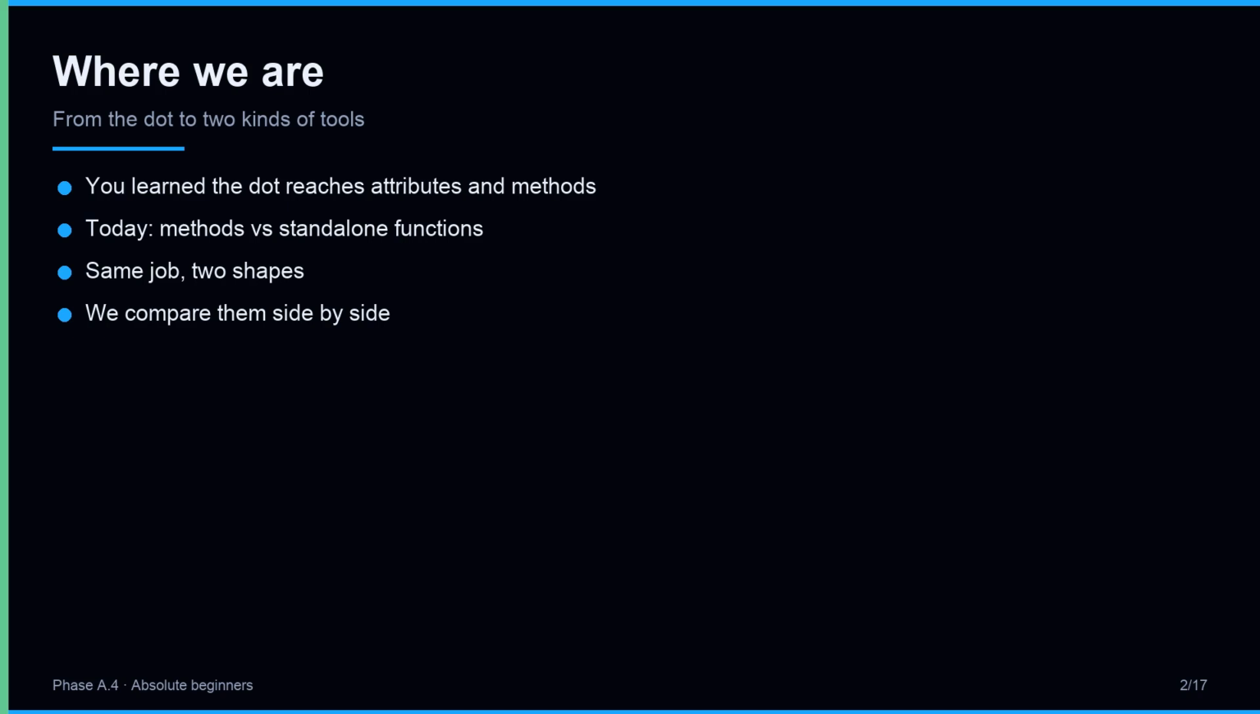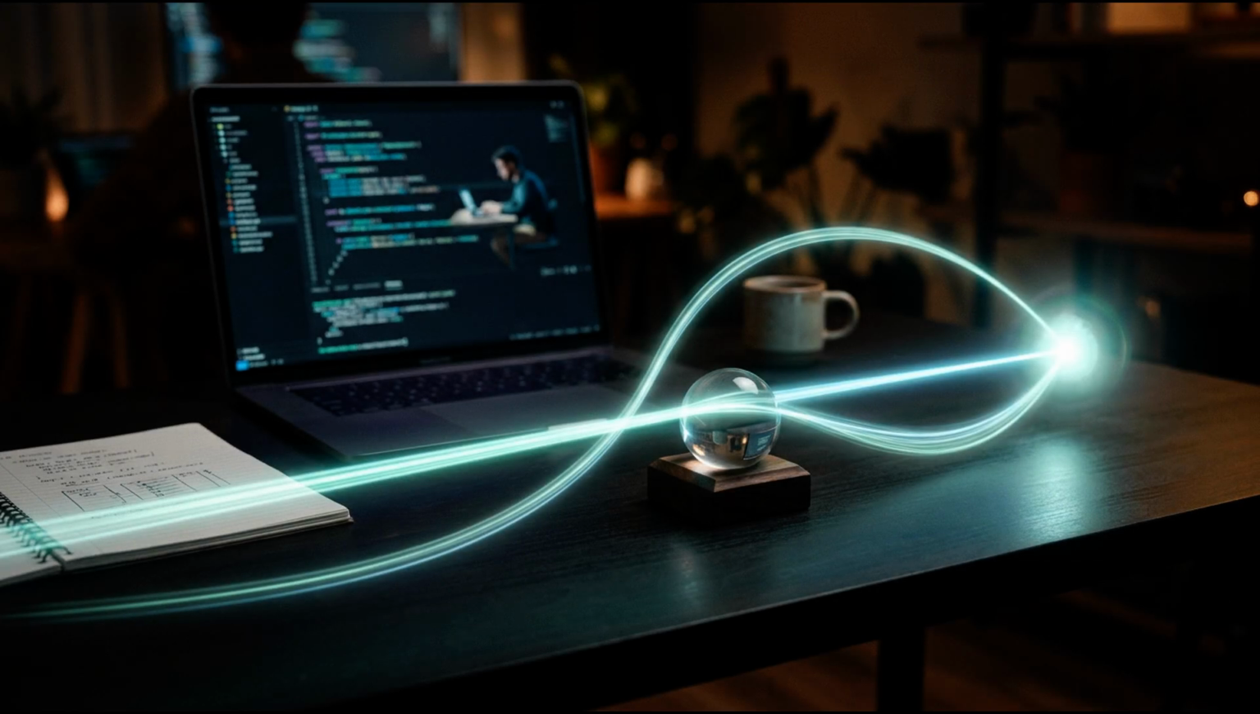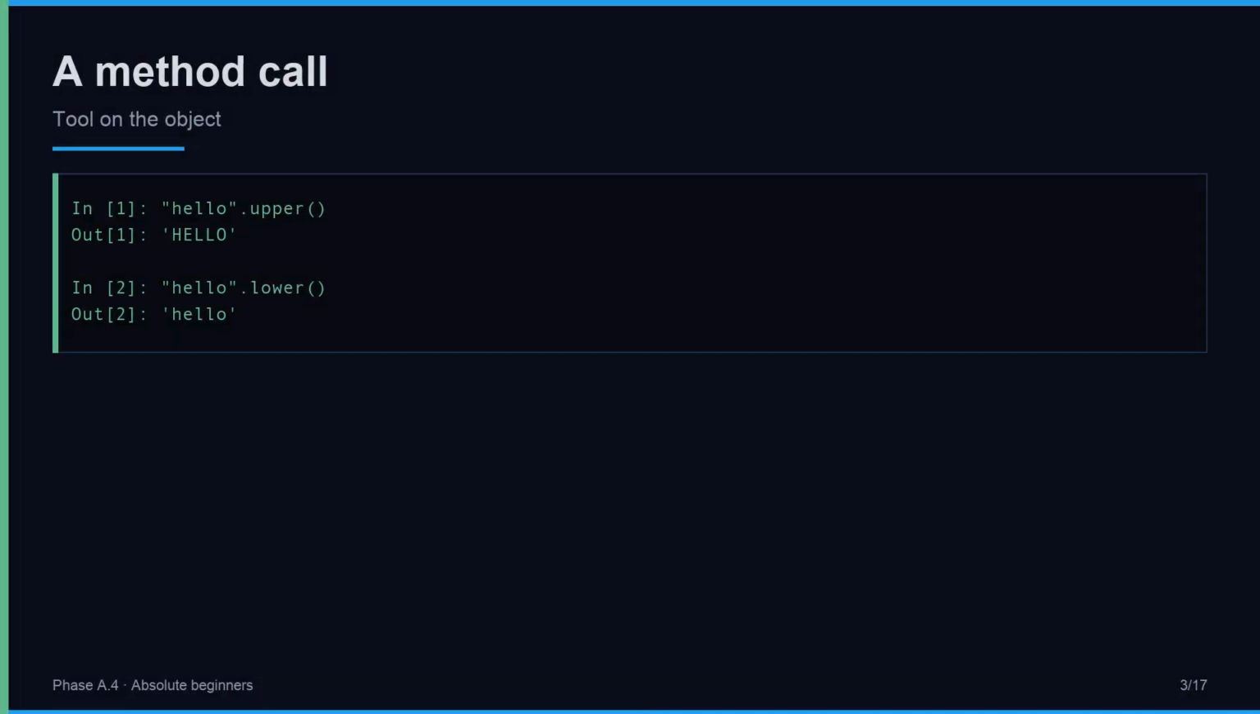Sometimes the tool lives on the object. Sometimes it stands alone. Today we tell them apart. Both reach the goal. Here is a method call. Hello.upper gives back HELLO. HELLO.lower gives back hello. The tool, upper, lives on the string object itself. You write the object first, then the dot, then the method name, then parentheses. The string owns the tool. You are telling the string to do something to itself.